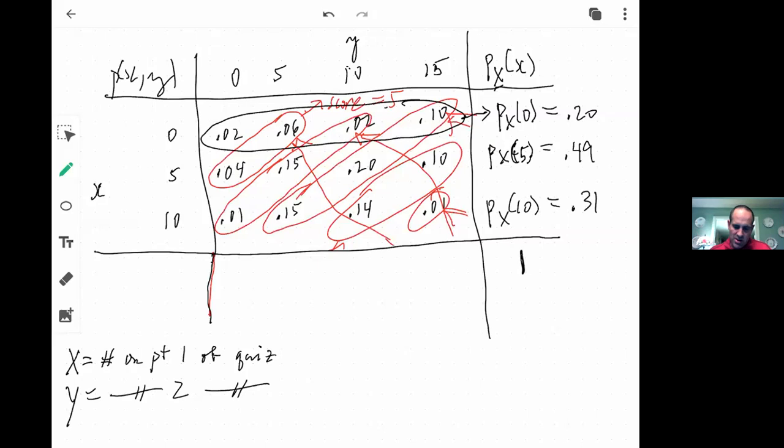And of course, if I wanted the marginal density for Y, you can see how I would get that here, right? So for 0, I would have 0.07. For 5, look, you don't have to write, like over here I wrote P sub X of 0 equals 0.20, but it's just understood that that corresponds to the 0. It corresponds to this entry right here. So you know that that row is going to be the marginal evaluated at 0.